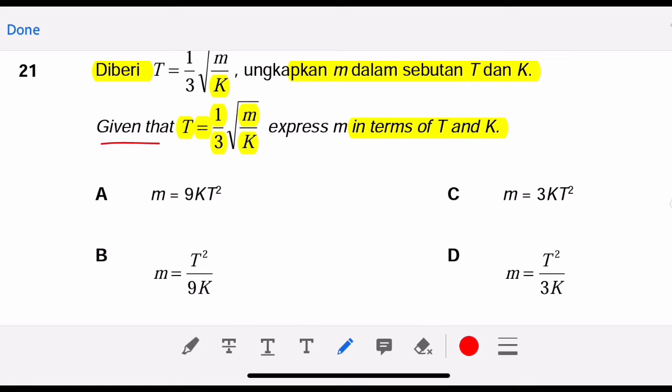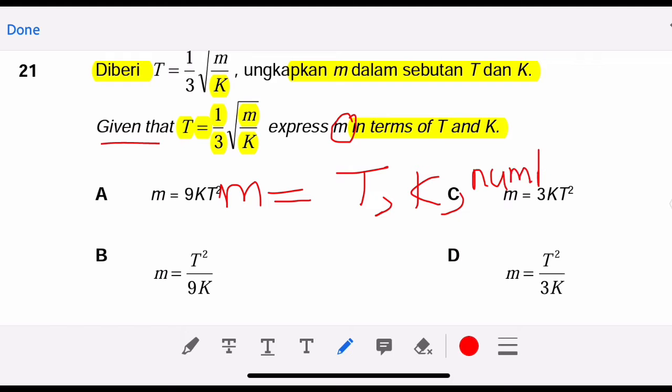Meaning what? Okay, meaning that you have to express m equal to something to do with t, k, and numbers. You can have numbers, and then you can have operations multiply, divide, plus or minus. That's called in terms. So when you see m in terms, meaning that m must be one here and it must be at one side.